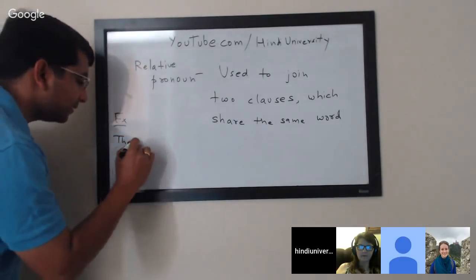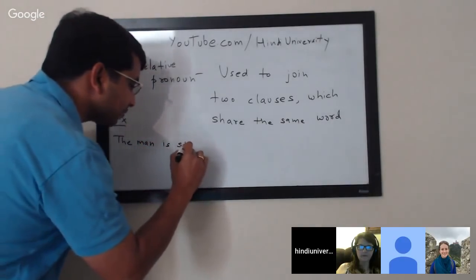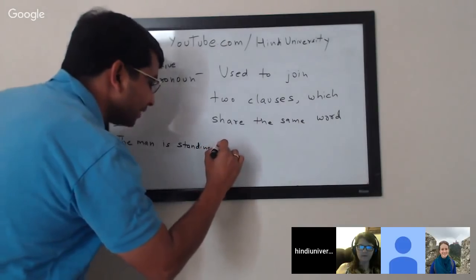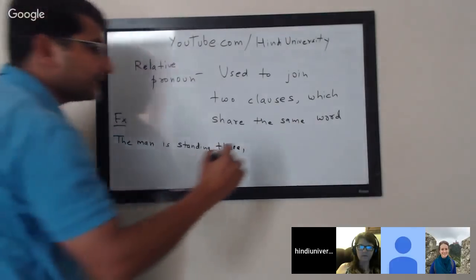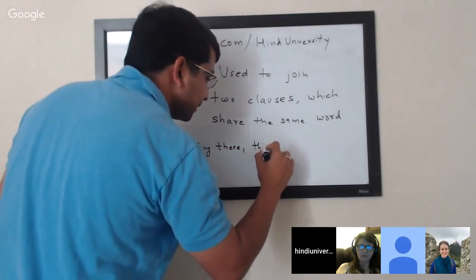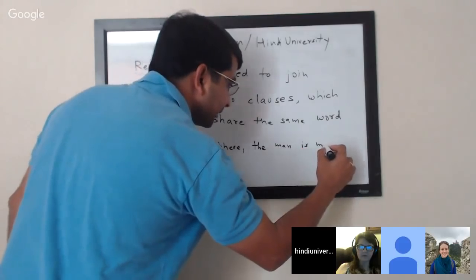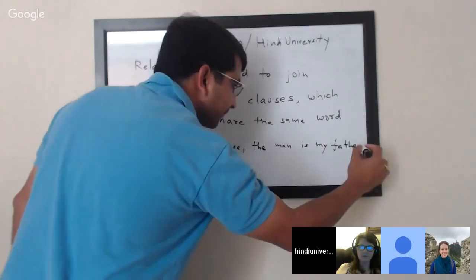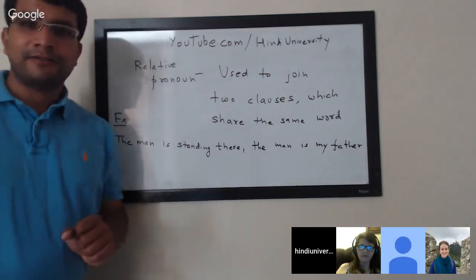The man is standing there. So we'll take it in English first, and then we'll jump to the Hindi. Okay, the man is standing there. Okay, the man is my, let's say, father. Okay, the man is standing there. The man is my father.